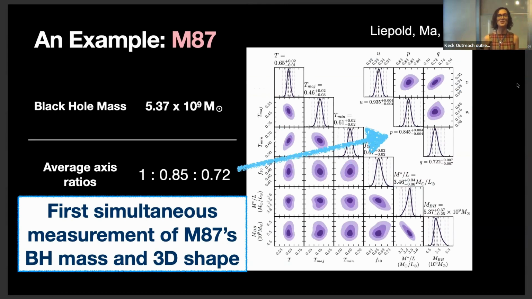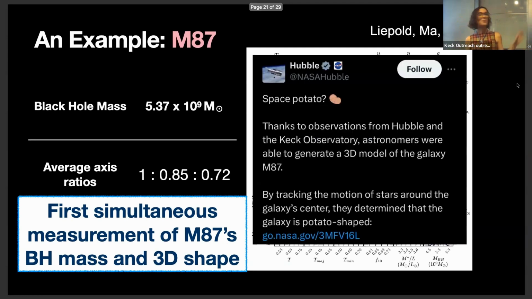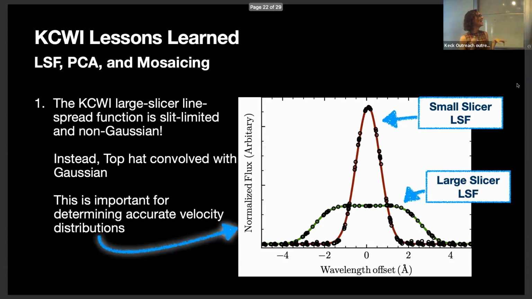And the average axis ratios of the stellar halo are like 1 to 0.85 to 0.72, so it's a bit squashed in both of the principal directions. This is also kind of exciting because Hubble tweeted about it, referring to it as a space potato. And I think that's like the closest thing to a claim to fame that I have. Okay, so we learned a couple things along the way.